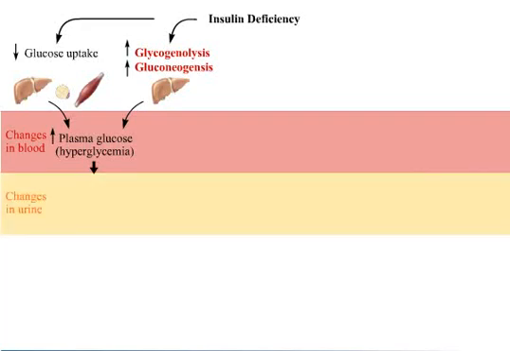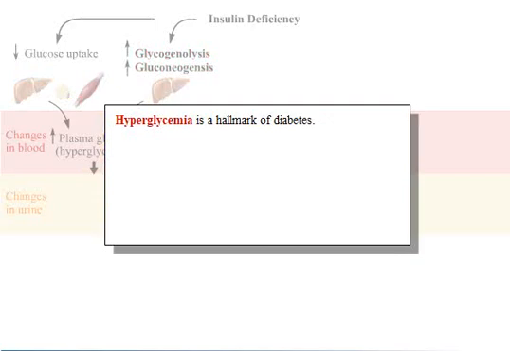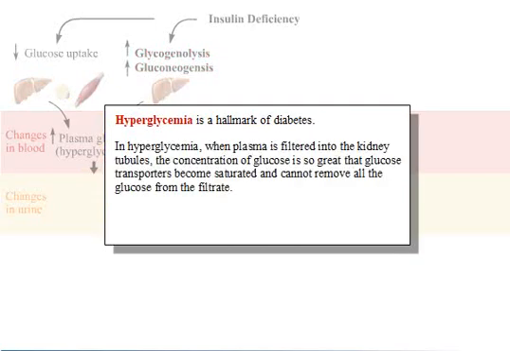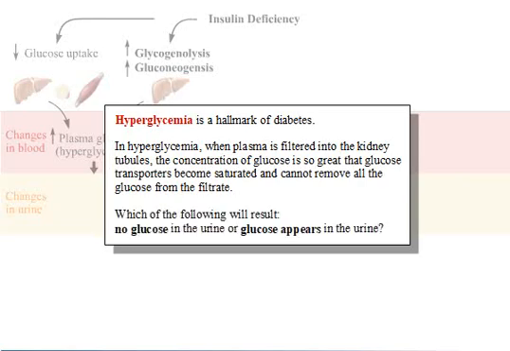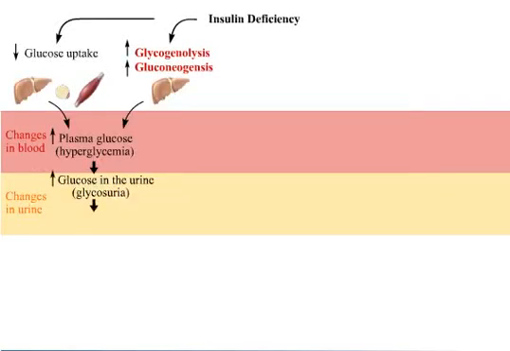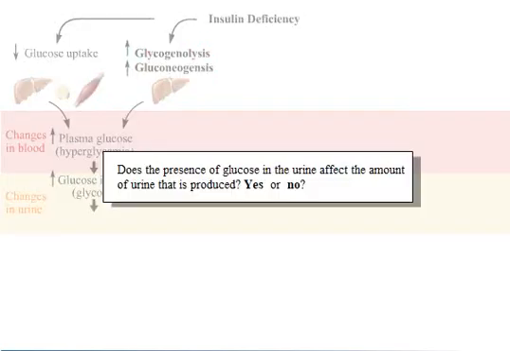Hyperglycemia is a hallmark of diabetes. In hyperglycemia, when plasma is filtered into the kidney tubules, the concentration of glucose is so great that glucose transporters become saturated and cannot remove all the glucose from the filtrate. Which of the following will result? No glucose in the urine, or glucose appears in the urine? Does the presence of glucose in the urine affect the amount of urine that is produced?